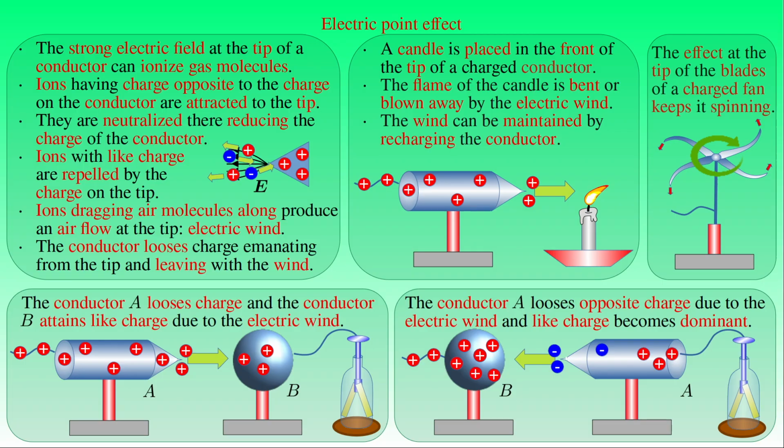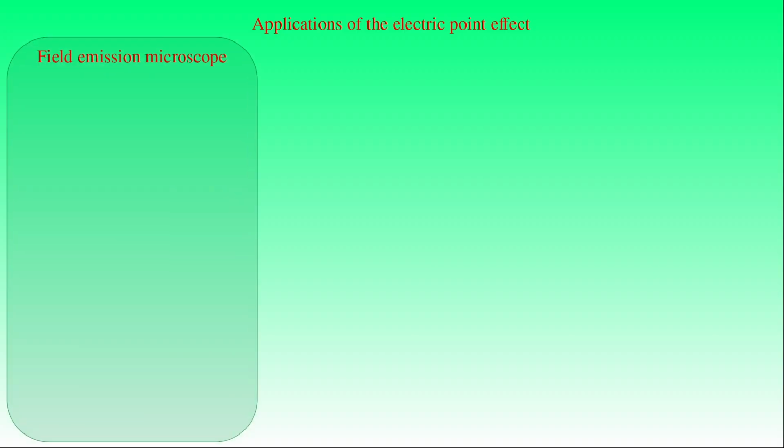It follows from these findings that if we want to prevent charge from leaving a charged conductor through an electric wind or discharge, then the surface of the conductor needs to be smooth enough so that we can avoid the occurrence of the electric point effect. However, this effect can also be important in practical applications of very strong electric fields, as we will see in the next examples. The first example is the field emission microscope.